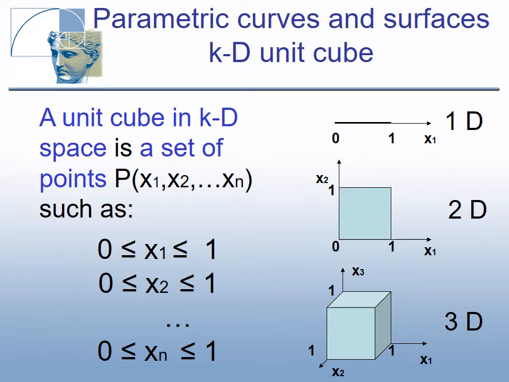One of the simplest examples of defining shape using point coordinates is a unit cube in k-dimensional space, which is a set of points with all coordinates changing between 0 and 1. Here we can see one-dimensional cube, or a segment, two-dimensional cube, or a square, and three-dimensional cube.